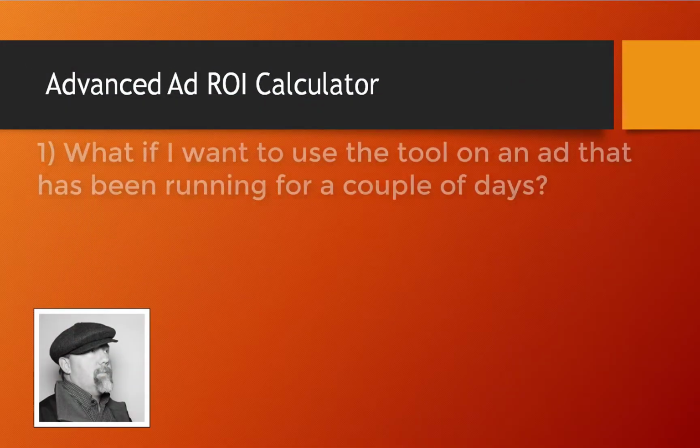I see 2 major questions that are possibilities. 1. What if I want to use the tool on an ad that has been running for a couple of days? Do steps 1 through 5 and hit the timestamp. Then click into the cell in row 7 above the data you just entered and manually change the date back to the first day the ad ran. Don't worry about changing the time. Then repeat until you're up to the current date.